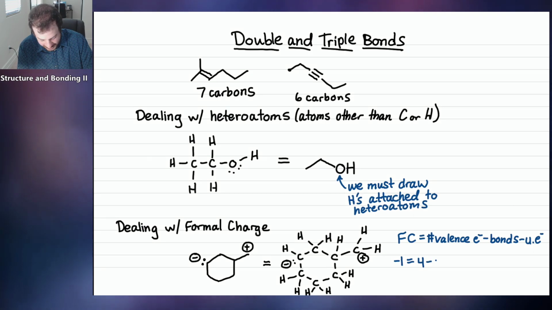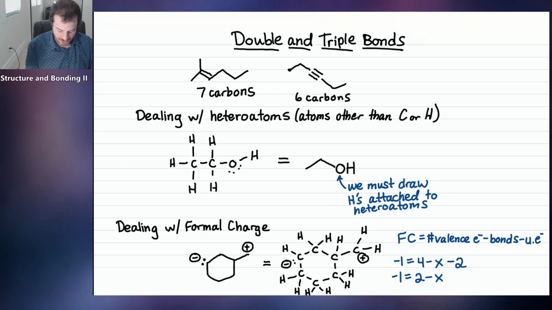Minus the number of bonds. Let's just set that equal to X for now. We're going to solve for X and see how many bonds that carbon is supposed to make. Minus the number of unshared electrons. We'll take a look at this. It's a negative charge and it's got 2 unshared electrons, so -2. Okay, now if we do this math here, -1 equals 4 minus 2 is 2 minus X. Subtract 2 from both sides, you'll get -3 equals -X. And so therefore, X equals 3, meaning that we would expect that that carbon would make 3 bonds, and indeed it does.